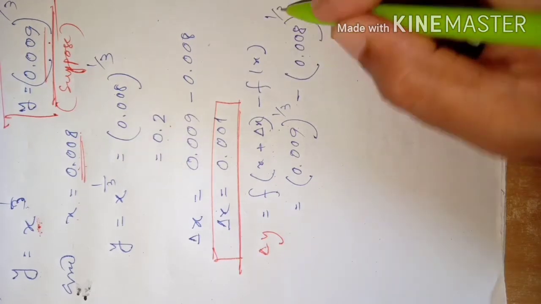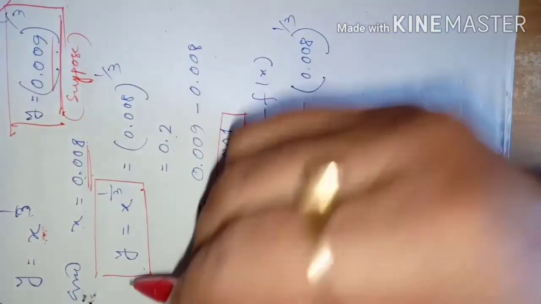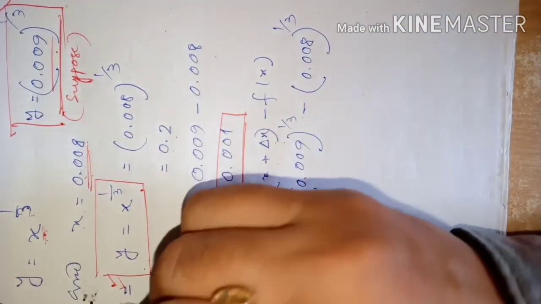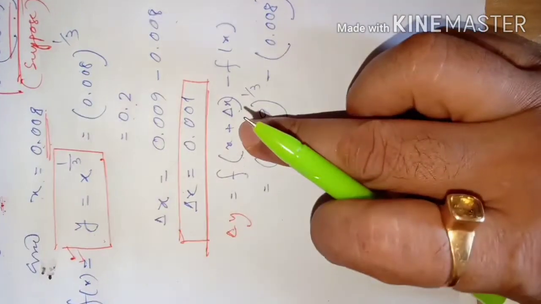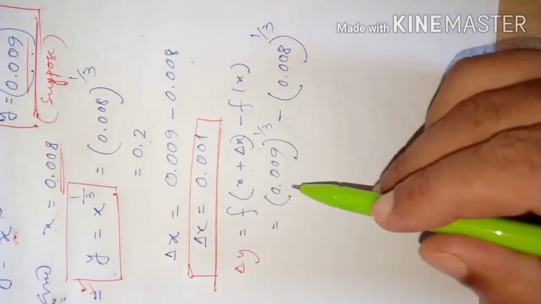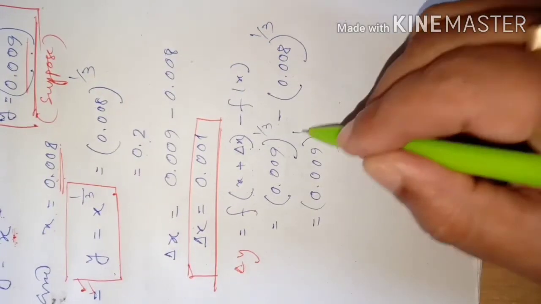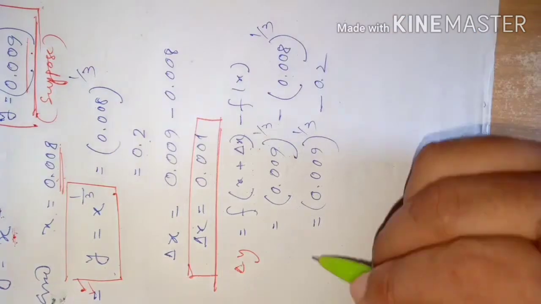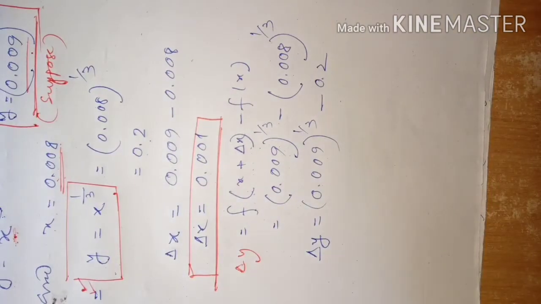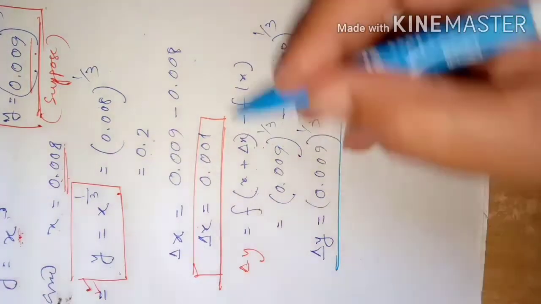F of x is 0.008 to the power of 1 by 3, because, as I have taken here, we have expressed y is equal to x to the power of 1 by 3, that is f of x. When we have taken the increment, that will be f of x plus delta x, which is 0.009. So now it will be 0.009 to the power of 1 by 3 minus its value 0.2. So now our second step is over. Up to here you have to work for the second step.